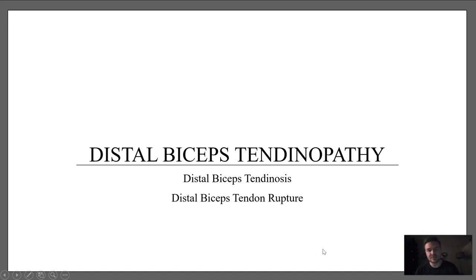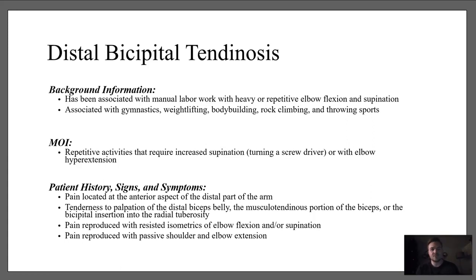So now, next let's talk about distal biceps tendon issues. We'll talk about tendinosis and tendon rupture. So tendinosis, just by the nature of the word, osis is just a chronic inflammatory response, right? So distal biceps tendinosis would be a chronic distal biceps tendon issue.